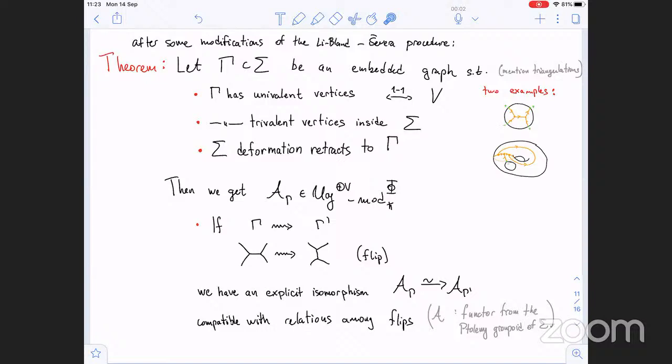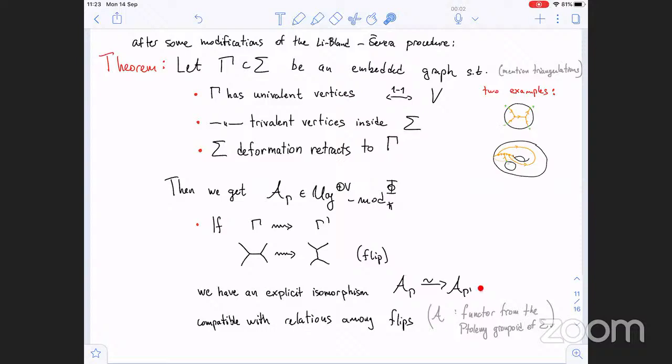And there's the following simple claim: any two such graphs are connected by a sequence of the following simple move. They are called flips or sometimes widehead moves. And now what I claim is that if two of these graphs are related by such a move, then there is an explicit isomorphism between these two algebras.